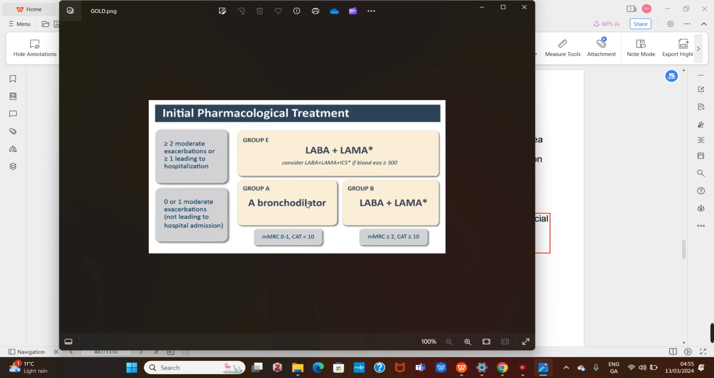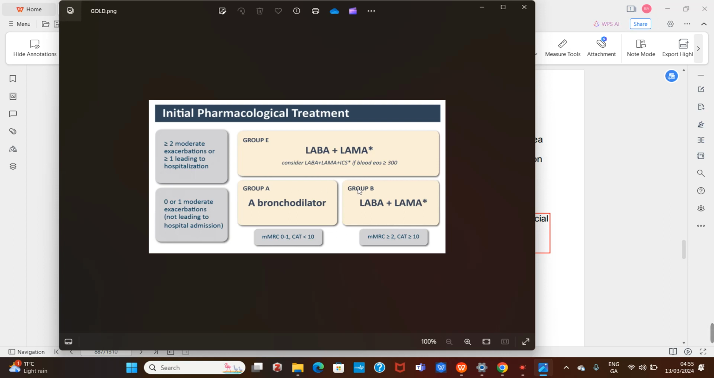If they have a CAT score of less than 10, you put them in A. So what do you do for someone that falls in group A? You just give a short-acting bronchodilator. You can give SAMA, you can give SABA.